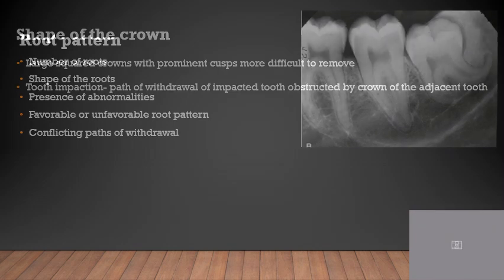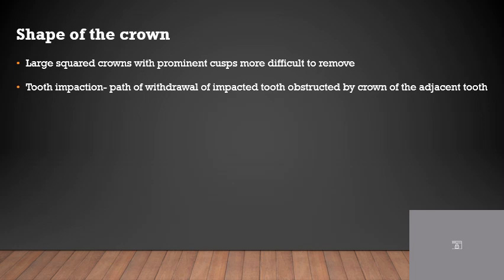So you see the shape of the crown. A large square crown with prominent cusps is more difficult to remove. And due to the retraction, the path of withdrawal of the impacted tooth is obstructed by the crown with the adjacent tooth.